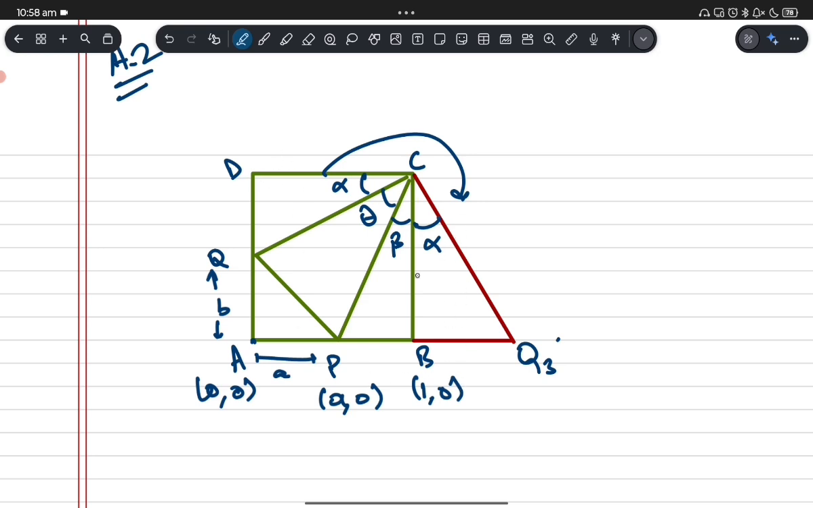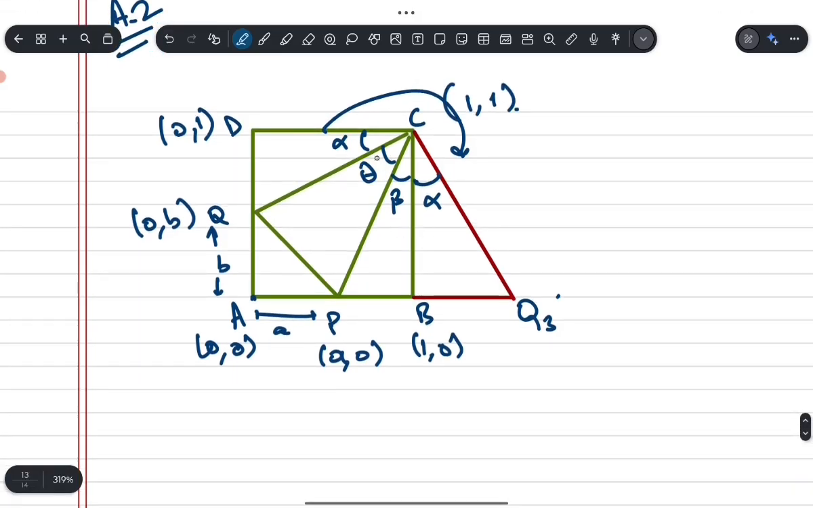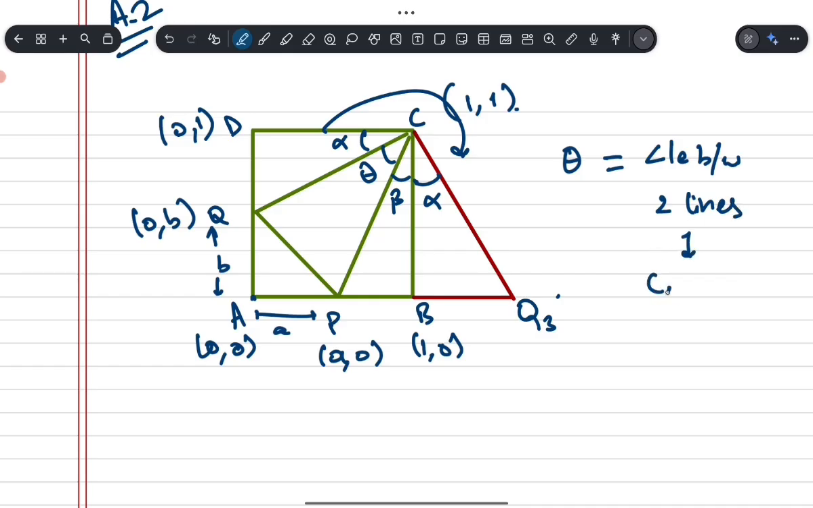Ignore this part now. We don't have to look at this. We have to look only at the square, the original diagram. And for this, it's going to be 0 b and 0 1 here. And for C, it will be 1 1. Perfect. Now, what do we have to do? We have to find theta. What is theta? Theta is the angle between two lines. What are the two lines? CQ and CP.